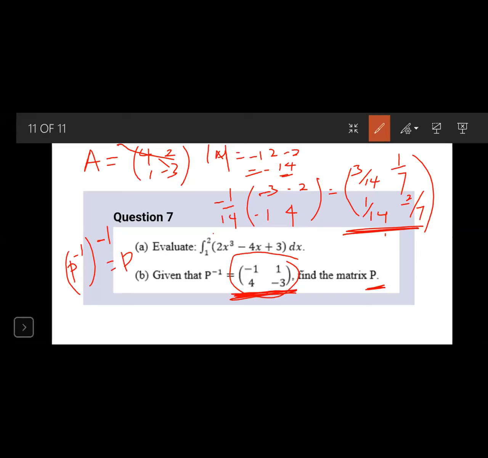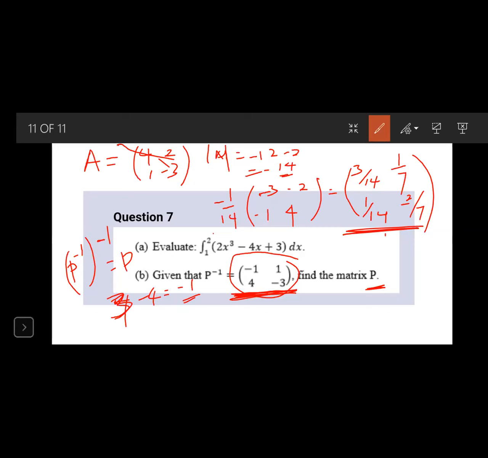But if it were an objective question, the way I've done this, that's the same way you can do it. First find the determinant. Minus 1 times minus 3 will give us 3, not 4. Then 4 times 1 is 4. So 3 minus 4 will give us minus 1. So minus 1 will be the answer of the determinant.